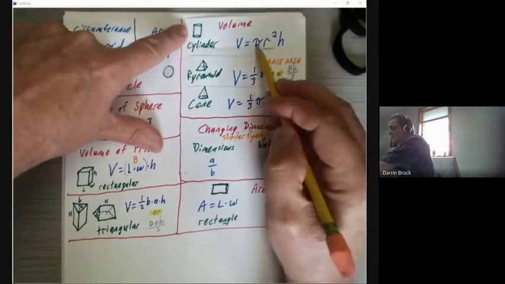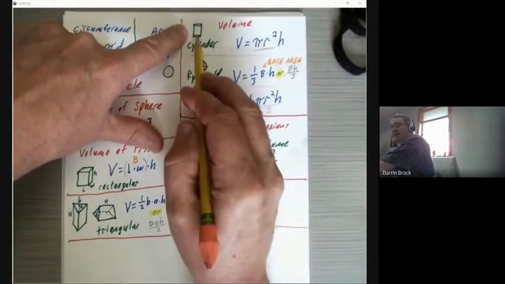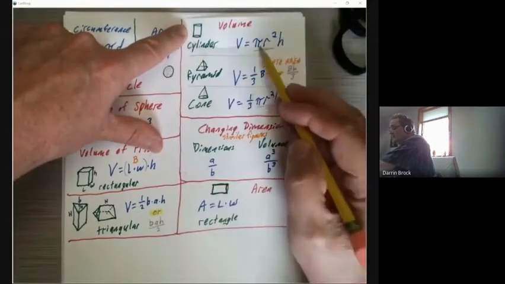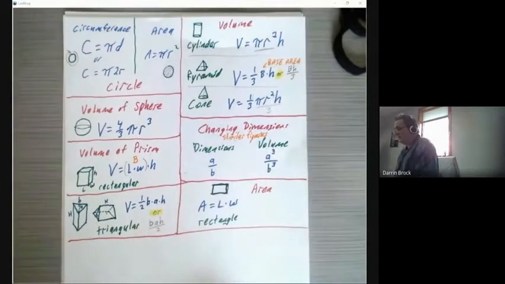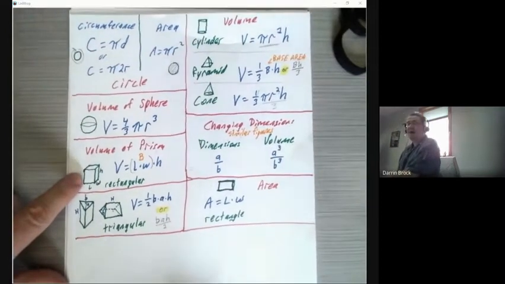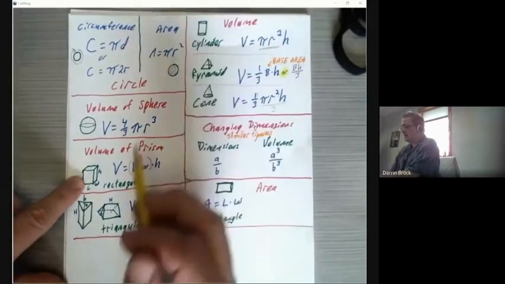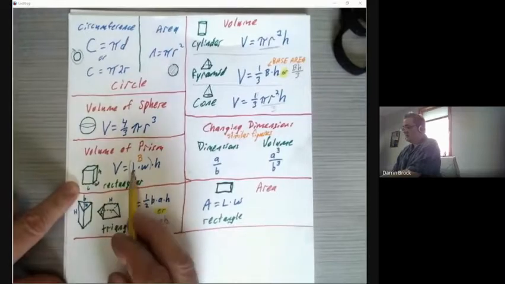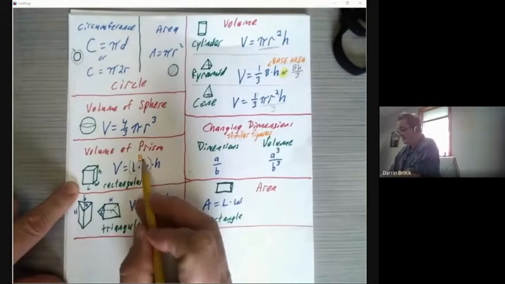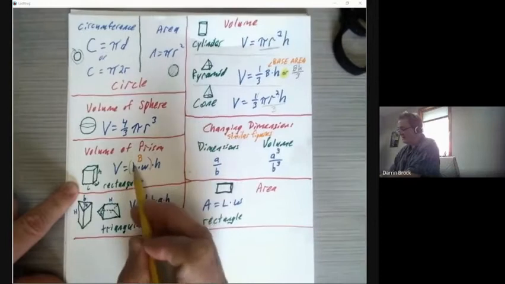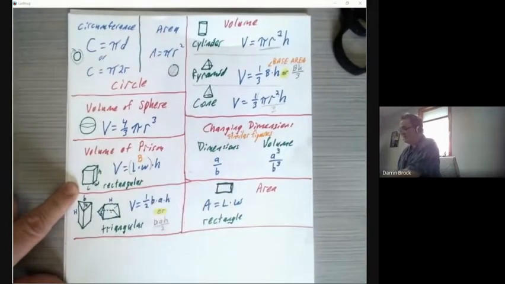Cylinder. Cylinders have a circle base, like a soda can. Pi r squared, the circle, times the height. A prism would just be like a box. Instead of a cylinder, it'd be a square or a rectangle, length times width times the height. Again, B is the base area. What is the area of the base times the height?